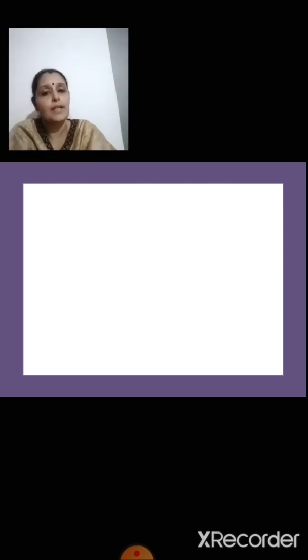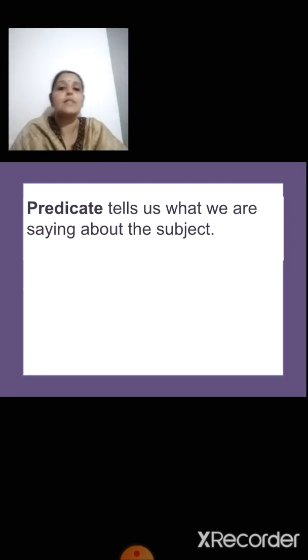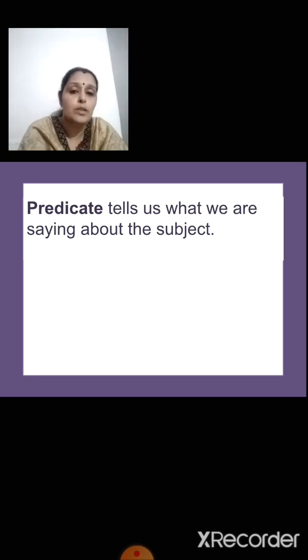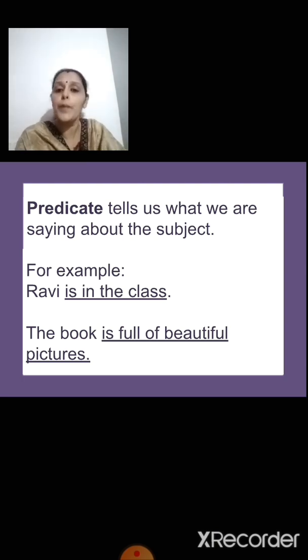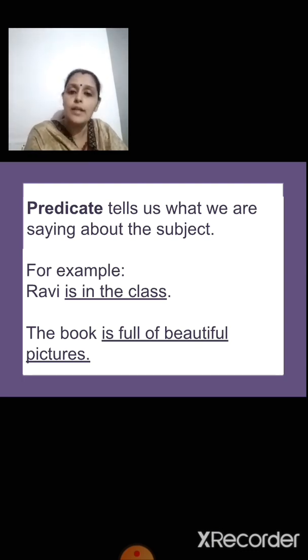Now, the predicate tells us what we are saying about the subject. Okay. Ravi is in the class. So what is it telling us? About whom are we talking? We are talking about Ravi. So Ravi is the subject here. And what are we saying about Ravi? We are saying Ravi is in the class. So "is in the class" becomes the predicate.